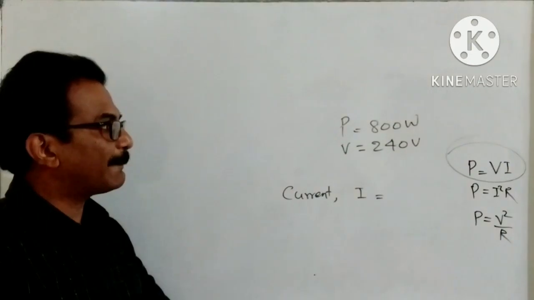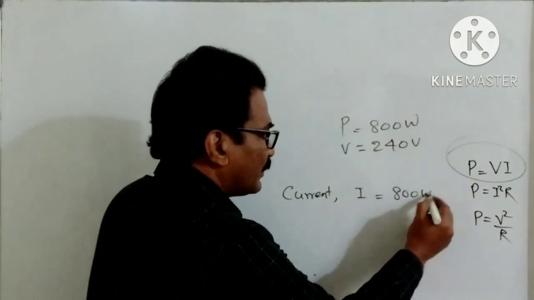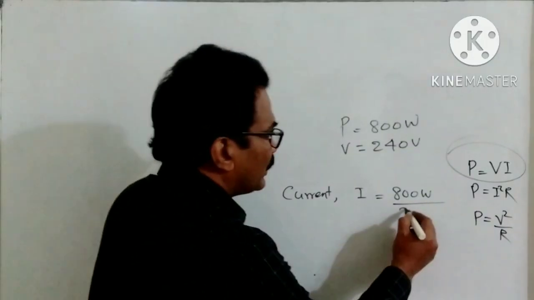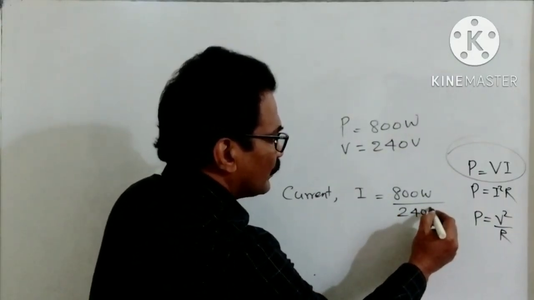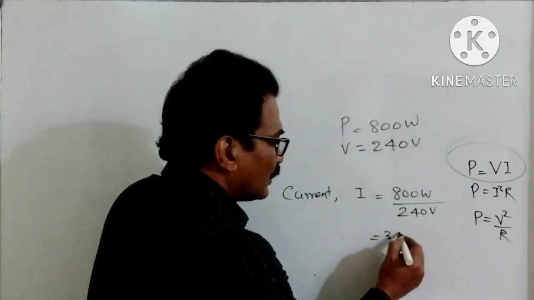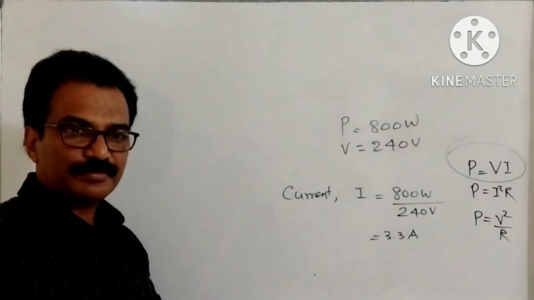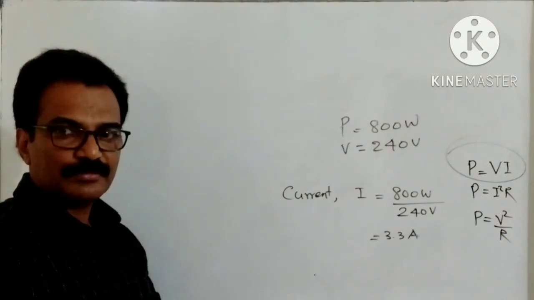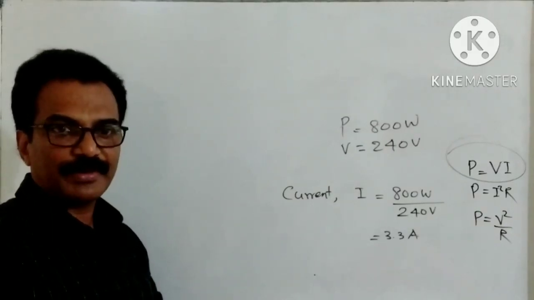What is the power? 800 watts. So 800 divided by 240. Then what will be that number? Dividing, we get 3.3 ampere. Yes, 3.3 ampere.